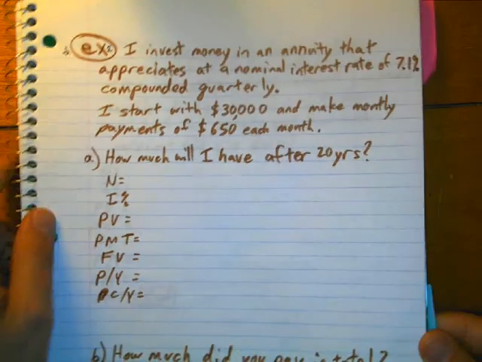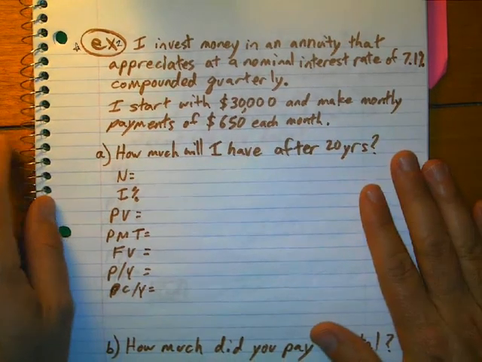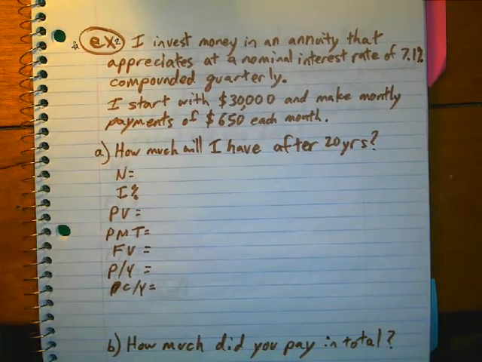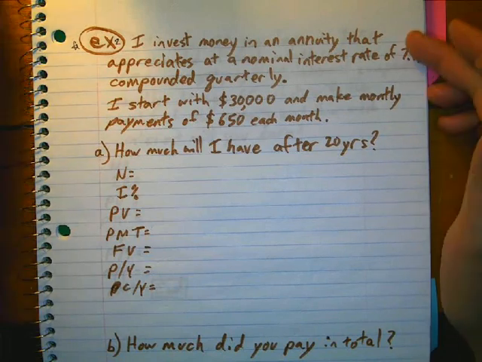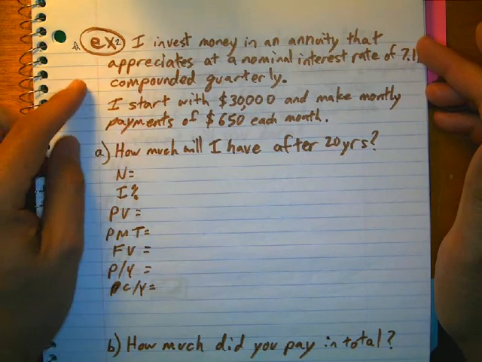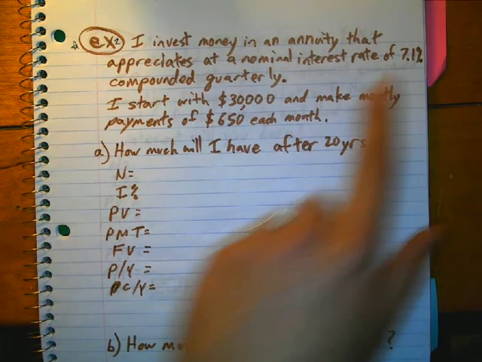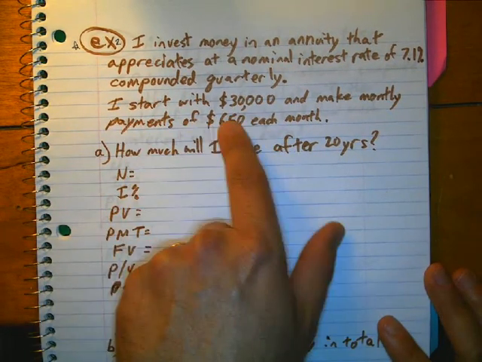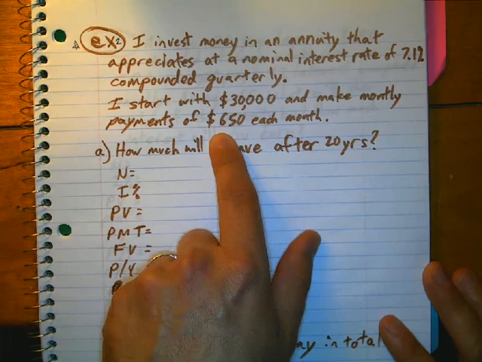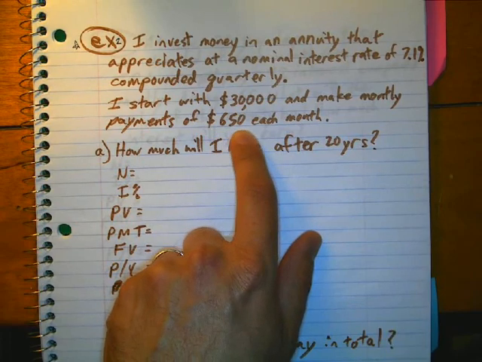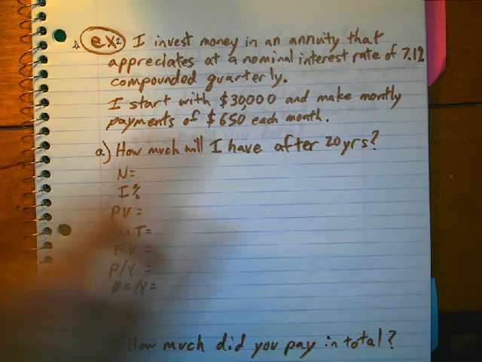Okay, you may want to hit pause and copy this down. Okay, I invest money in an annuity that appreciates at a nominal interest rate of 7.1%, compounded quarterly. I start with $30,000 and make monthly payments of $650 each month. How much will I earn after 20 years?